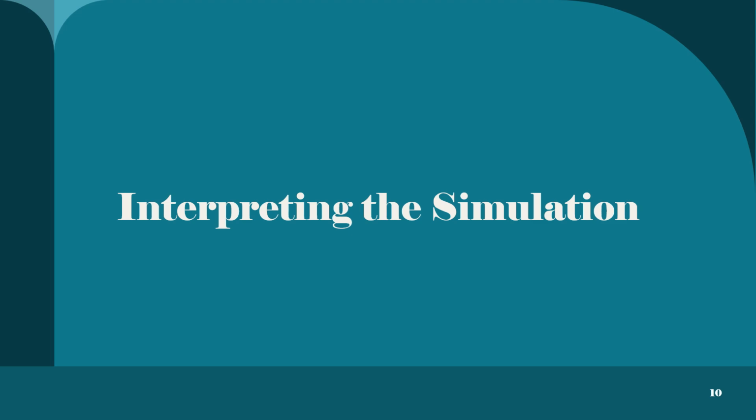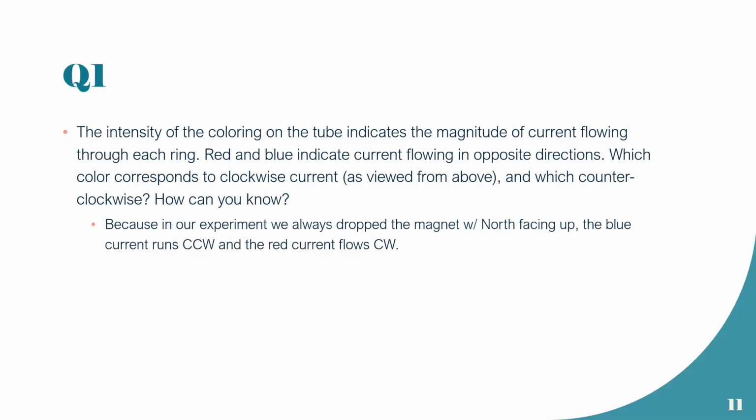Next up, we have interpreting the simulation. Question 1: the intensity of the coloring on the tube indicates the magnitude of the current flowing through each ring. Red and blue indicate current flowing in opposite directions. Which color corresponds to clockwise and which counterclockwise? Which we answered before. Because in our experiment we always drop the magnet with north facing up, the blue current runs counterclockwise and the red current flows clockwise.